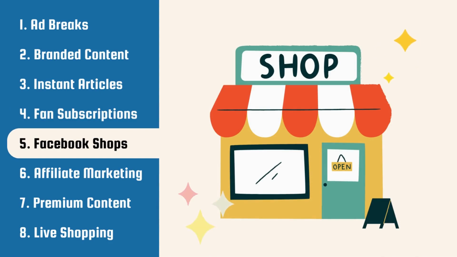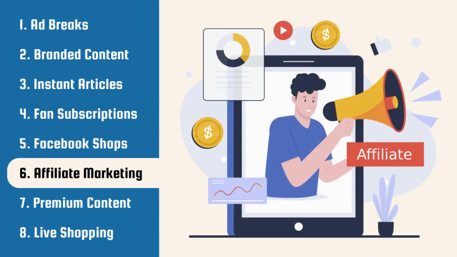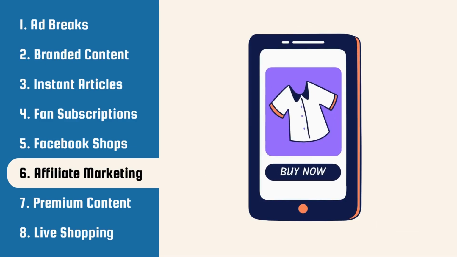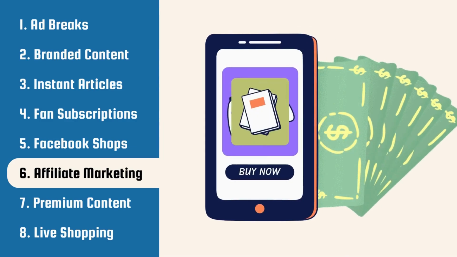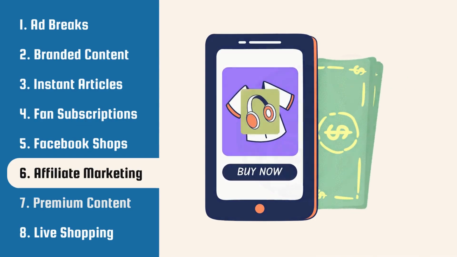If you sell physical products, you can use the tool Facebook Shops to set up an online store directly on your page. This tool allows you to showcase your products, manage orders, and facilitate transactions without needing to direct users to an external website. 6. Affiliate marketing. While not a direct tool provided by Facebook, you can engage in affiliate marketing on your page. This involves promoting products or services from other companies and earning a commission for every sale made through your referral links. You can share affiliate links in your posts or videos.